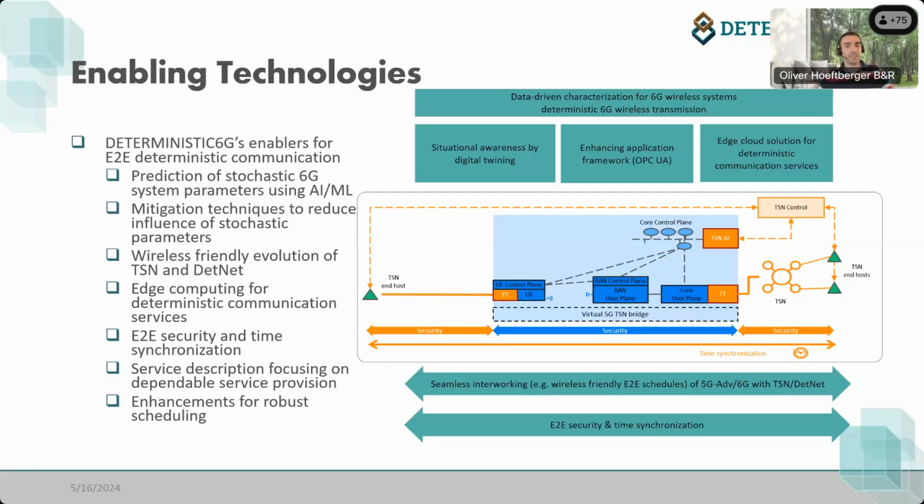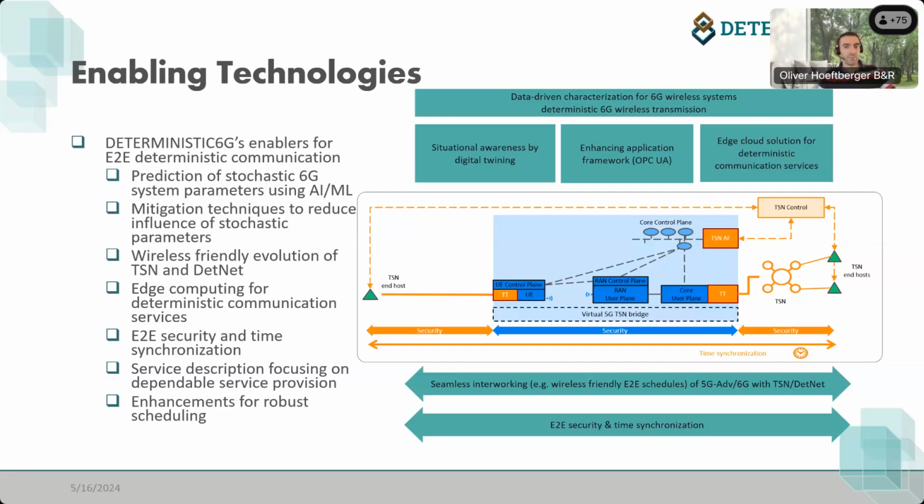And based on those predictions, we try to find methodologies to mitigate the influence of stochastic elements in the 6G system, for instance, in a way that we can react proactively such that the application can adapt to possible situations in order to remain within the defined bounds of the application and to guarantee certain KPIs in the system.